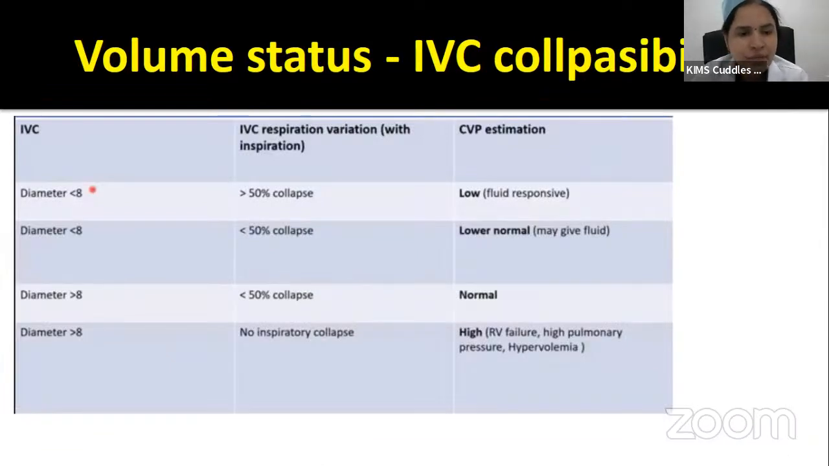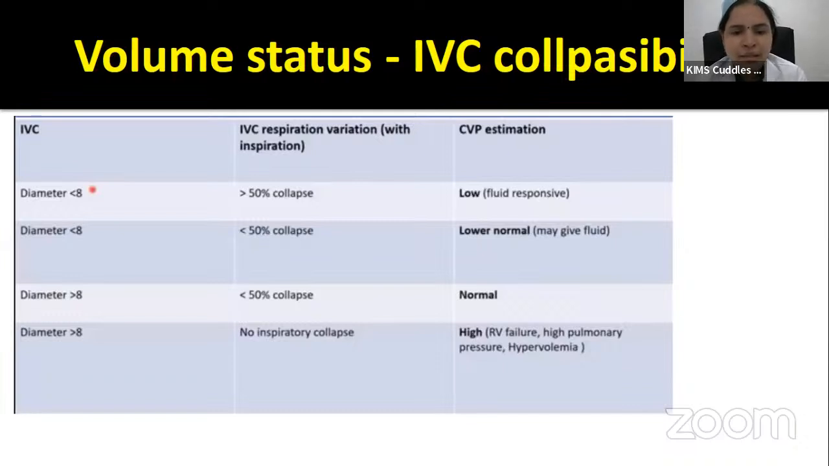So this is how the IVC caliber and its variation with respiration can be used for effective assessment of the intravascular volume status. If the IVC diameter is less than 8 mm and it is also more than 50% collapsible with respiration, it often indicates a fluid responsive state of intravascular hypovolemia. If the diameter is small, but it doesn't collapse too much with respiration, the collapsibility being less than 50%, it may indicate that there is scope for giving some fluid, but the volume status is not very low. So it's at a low normal level.